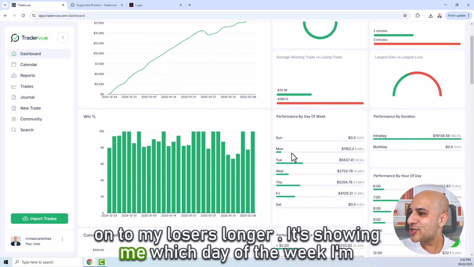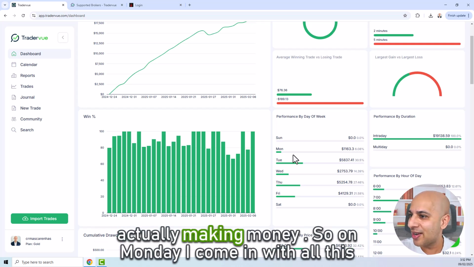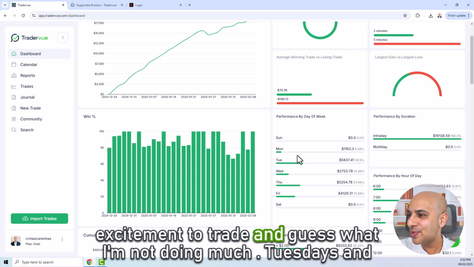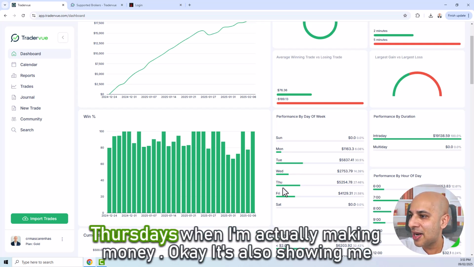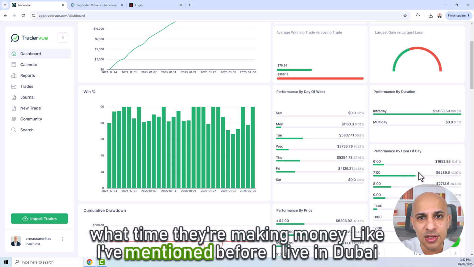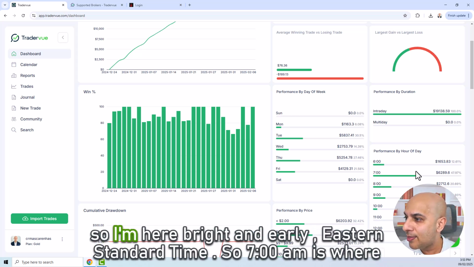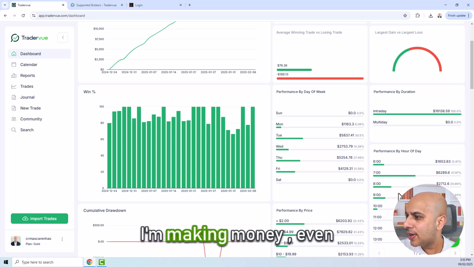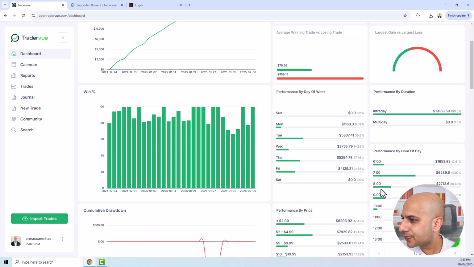It's showing me which days of the week I'm actually making money. So on Monday, I come in with all this excitement to trade, and guess what? I'm not doing much. Tuesdays and Thursdays are when I'm actually making money. Okay. It's also showing me what time of the day I'm making money. Like I mentioned before, I live in Dubai, so I'm here bright and early Eastern Standard Time. So 7 a.m. is where I'm making money, even 8 a.m.